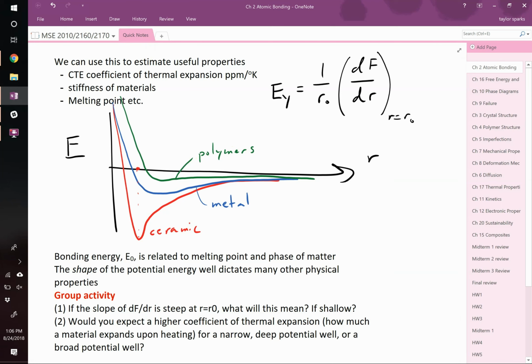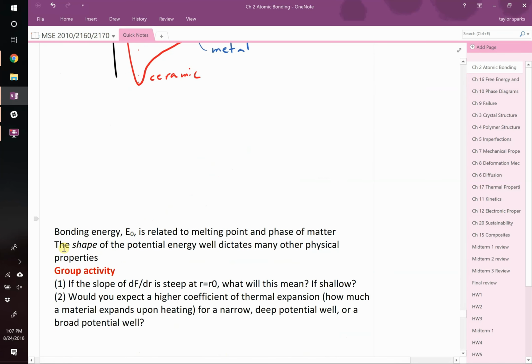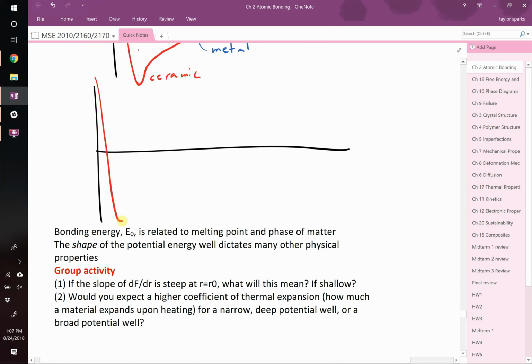What else can we get out of these? We can also get the coefficient of thermal expansion. I'm going to do a new drawing for this one. Coefficient of thermal expansion, this is pretty cool. Let's draw our potential well again, and let's draw a ceramic. A ceramic looks like this, we said. Now, how can we get coefficient of thermal expansion from this? Any thoughts?